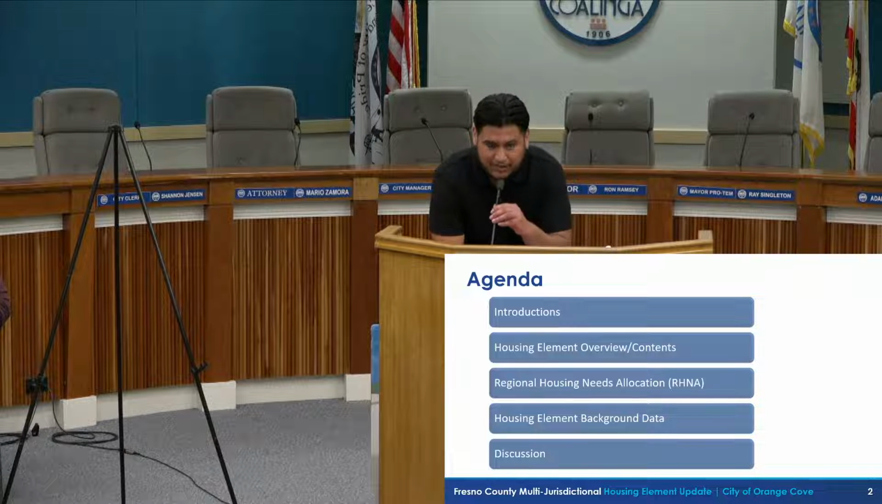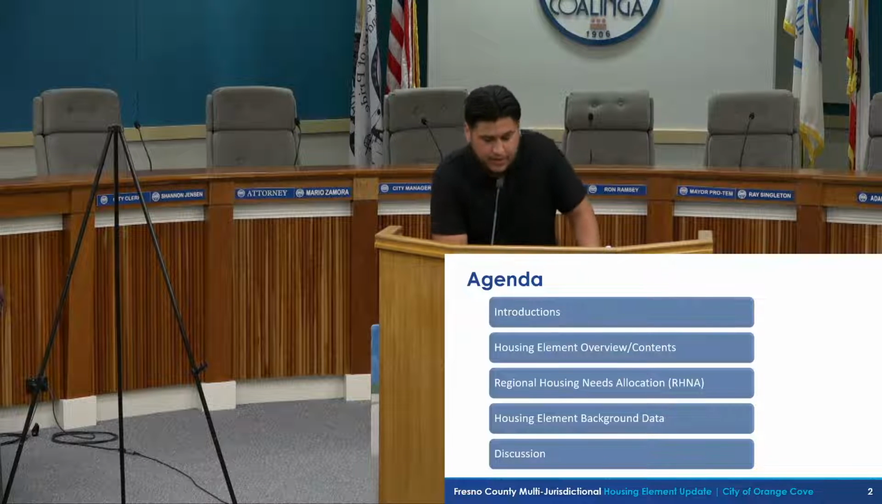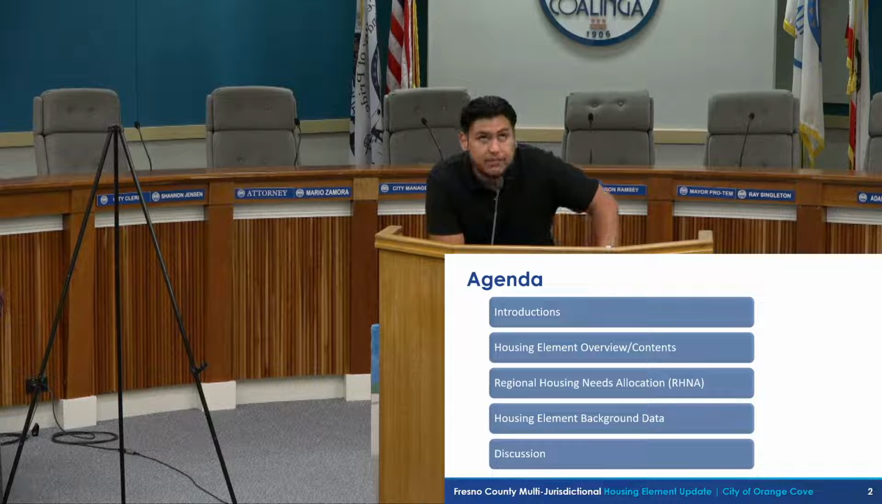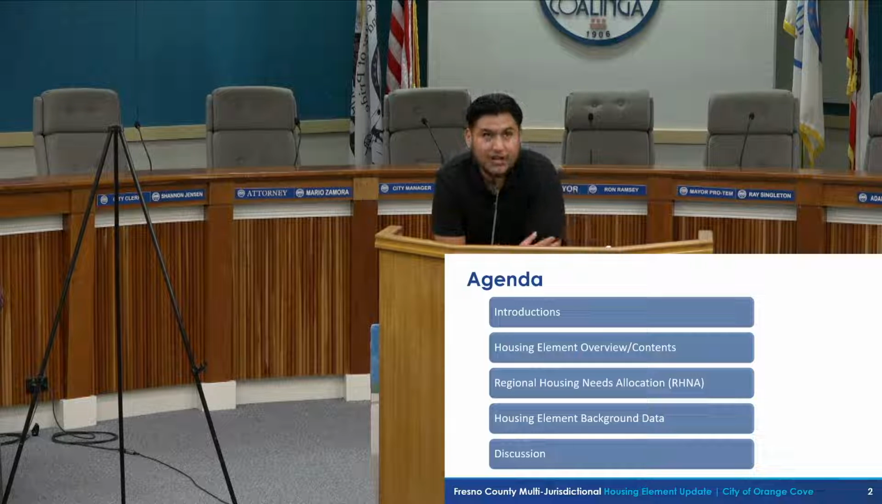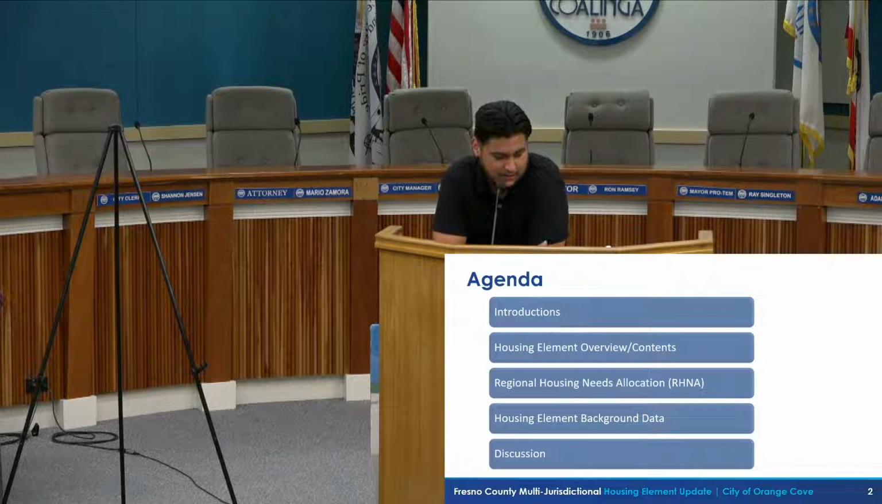So here we have the agenda for today's meeting. We'll introduce the project team working on this cycle of the housing element. We'll also give an overview of the housing element process, as well as an overview of the regional housing needs allocation process, also known as RHNA for short. Then we'll provide some housing element background data that's important to consider for this update. Lastly, the main focus of today's discussion is to save plenty of time at the end to learn from you, all residents here of Coalinga, about the housing needs in your community.